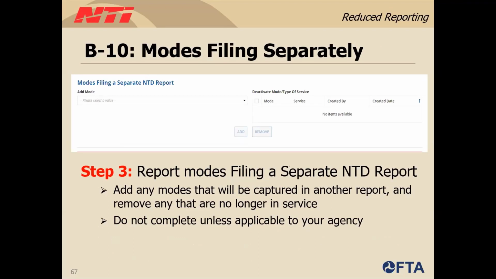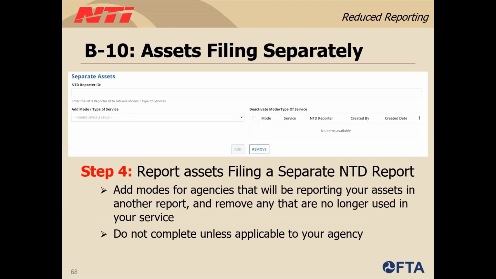If your agency has any modes that will be captured in another NTD report, you will report them in the Modes Filing Separately section. If this does not apply to your agency, please leave this section blank. Please consult your analyst before adding any new modes filing separately on this form. Lastly, if your agency owns capital assets that are used in another NTD reporter service, you will report the agency where they are used in the separate assets section on the B10 form. Again, if this does not apply to your agency, please leave this section blank.